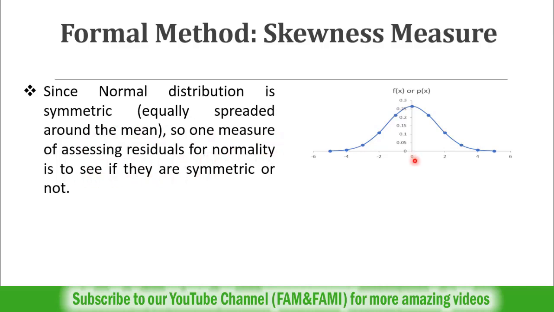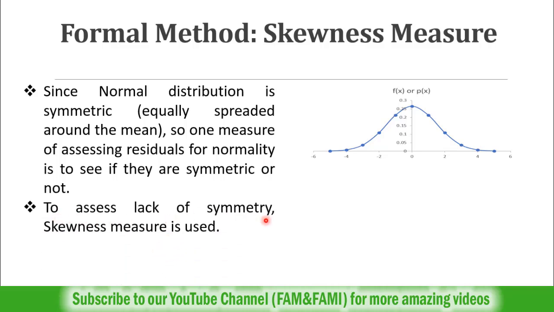Here in this diagram, 0 is the mean, and we can see that the area to the left of the mean is the same as the area to the right of the mean, and the shape to the left of this zero line is the same as the shape to the right of this zero line. So the normal distribution, this bell-shaped curve, is symmetric, so equally spread around the mean. To assess lack of symmetry, skewness measure is used.